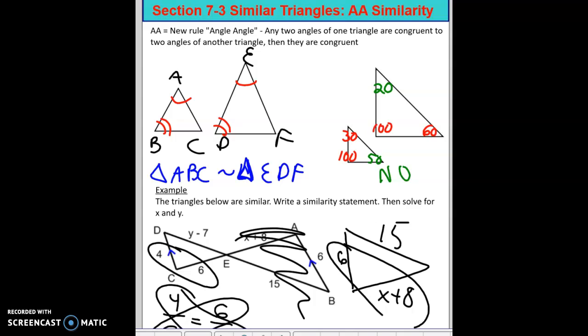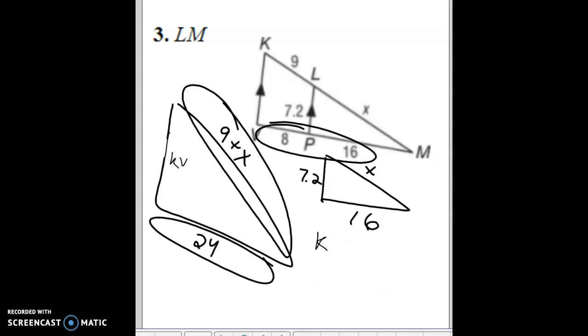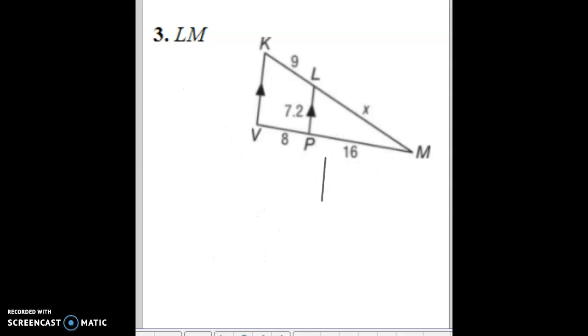Hello everyone, I'm going to be showing you and walking you through section 7.3, similar triangles. Similar triangles, AA similarity. The AA similarity is key in this because when you do the AA similarity, it's kind of like side, side, side, angle, side. Once you know two things have the same side, you can now, at that point, you're set.